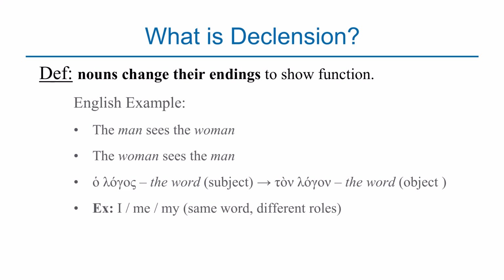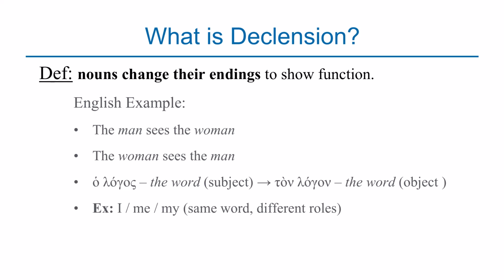In English, we use word order to show the roles of the words in the sentence. We look at how words are arranged in the sentence to determine the function of the word in the sentence. Let's look at English examples given. We have two sentences there. The first one says, the man sees the woman. And the other one is, the woman sees the man.